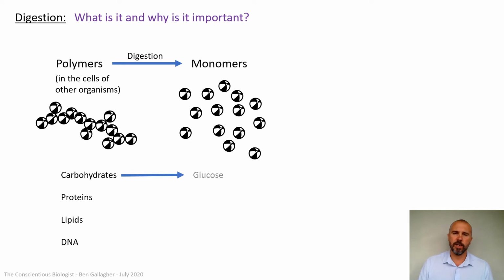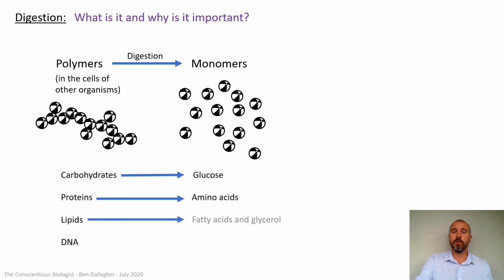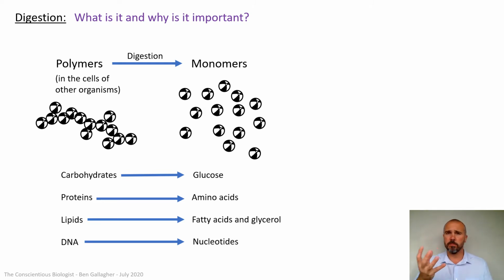So for carbohydrates, the monomer unit is glucose. For proteins, it's amino acids. For lipids, it's fatty acids and glycerol. Each lipid is made of a glycerol and a couple of fatty acids. And DNA is broken down into nucleotides. That's what you build it out of. Now that process, that breaking down polymers to monomers, that is digestion. That's it. It's that straightforward. Okay. You need to make sure you remember these examples, but basically that's what digestion is.